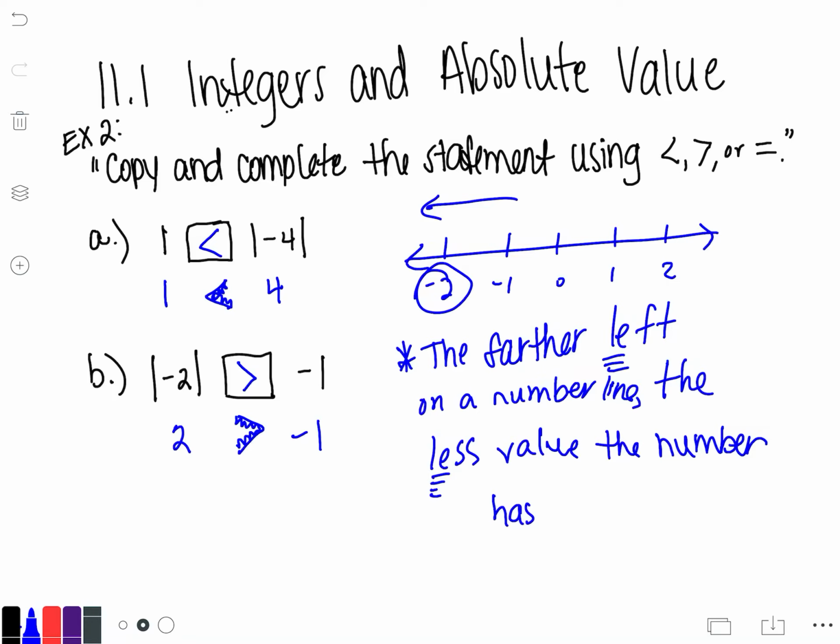So you have a very short assignment today. That's just to copy and complete. Well, I guess you won't be copying. It'll be online, so you'll probably just be filling in an inequality sign. But you'll have to compare 2 different numbers, and you'll have to compare some of them with absolute value signs.